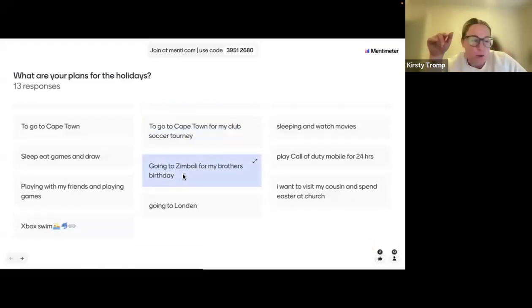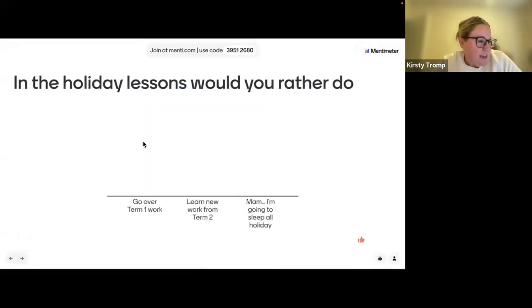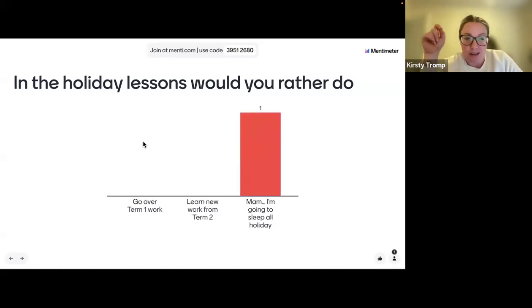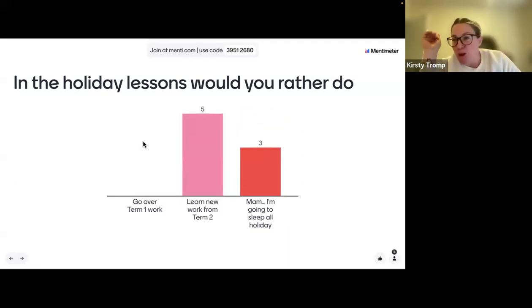But for those of you who are going to be here on a Tuesday and a Thursday night, because there's still Maths Live in the holidays, the next question is for you. In the holiday lessons, would you rather go over term 1 work, learn new work from term 2, or, ma'am, I'm sleeping all holiday, see ya in term 2. I'm talking about Maths Live lessons here now, guys. I'm planning for your lessons in the holidays.